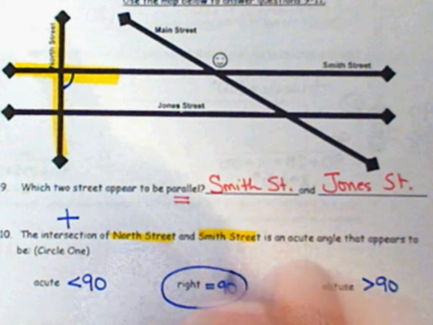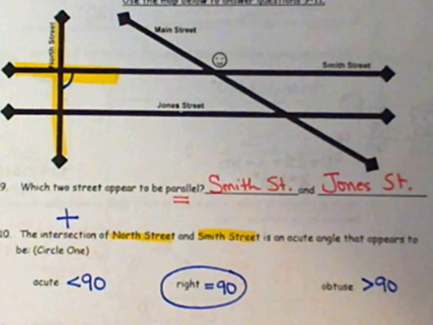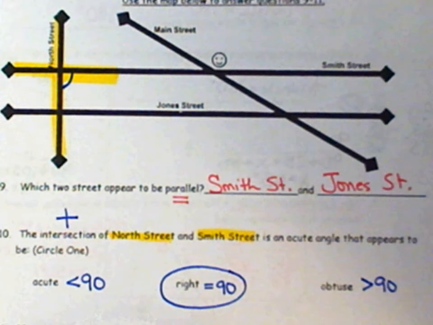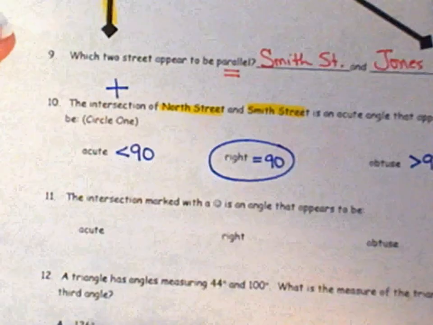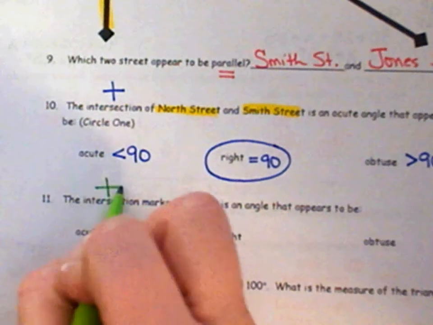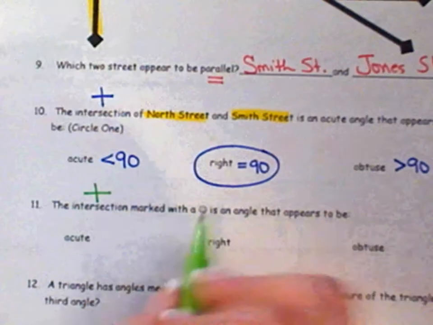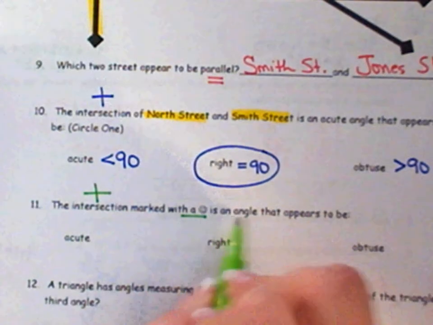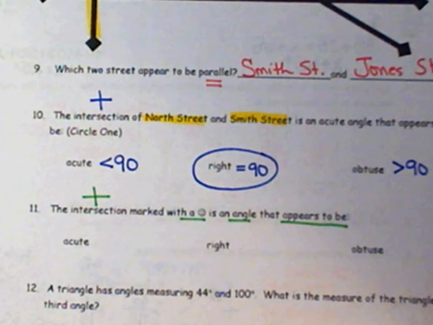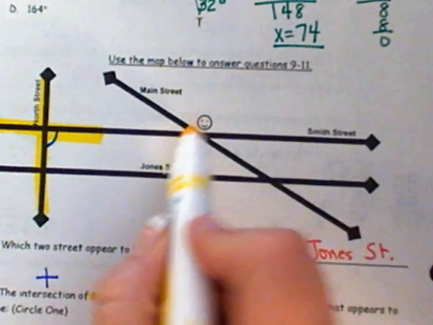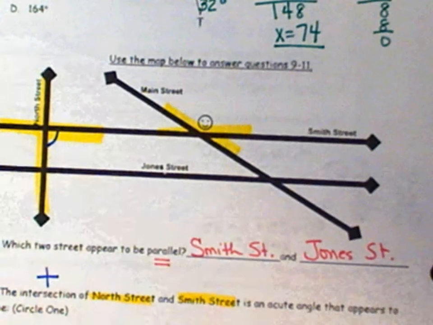is not acute, because acute would be less than 90 degrees. A right angle is exactly 90 degrees. Obtuse angle is greater than 90 degrees. So because we have a straight line intersecting with another straight line, it's not an acute angle, but it's a right angle.